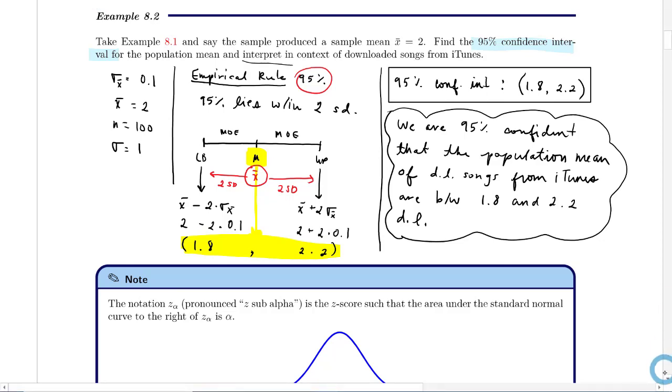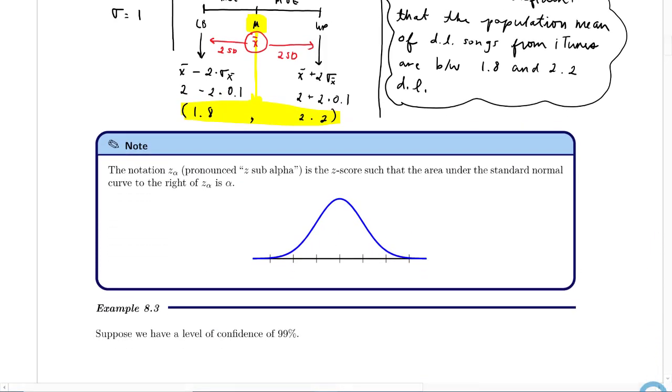So it's always like we are this confident that the population blah is between these values. Okay, so now I just want to touch base with this alpha. Remember that we talked about how it was 1 minus alpha times 100%. That was the level of confidence that I said we would talk about later. So it's a little later. Let's talk about it.